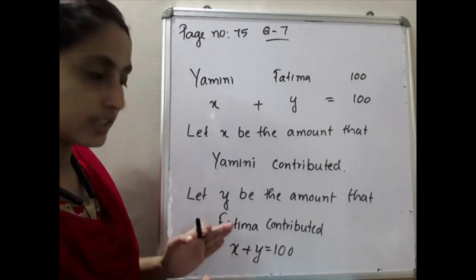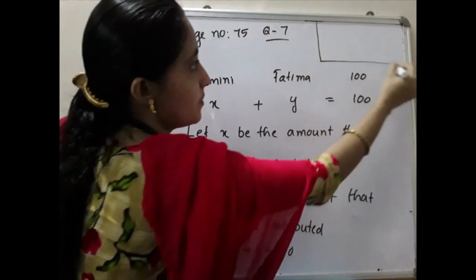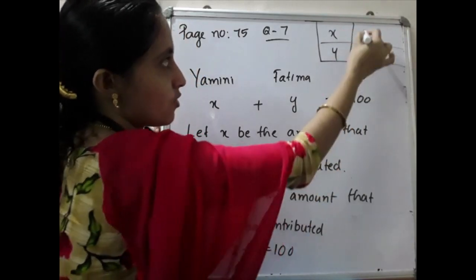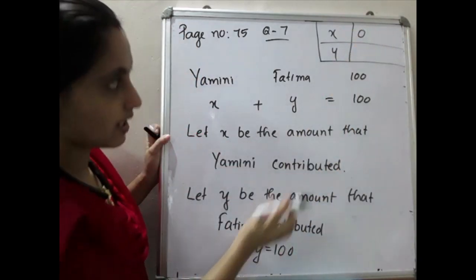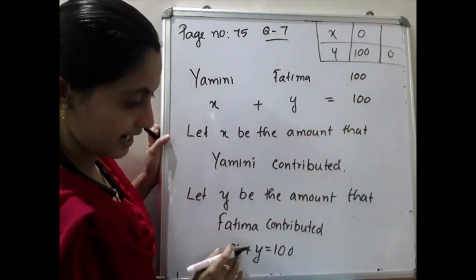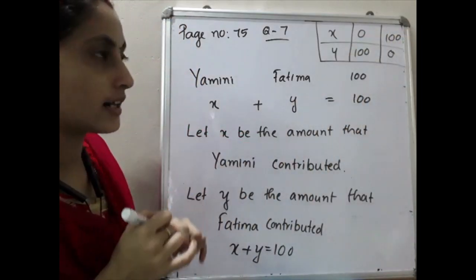Okay. Now you have to draw the box. That is, while drawing the box, I'll write here. So listen here. So box x, y. If x is equal to 0, what happens? If x is equal to 0, y value become 100. And if y is equal to 0, what happens? X becomes 100. So you got as 0, 100 and 100, 0.